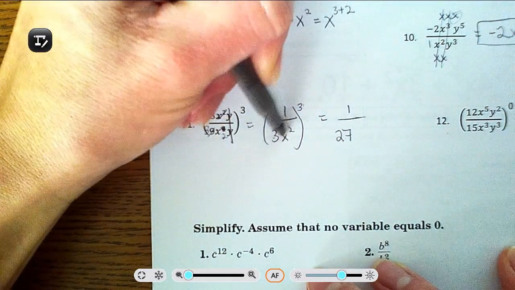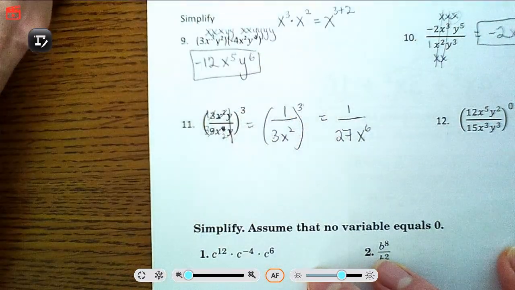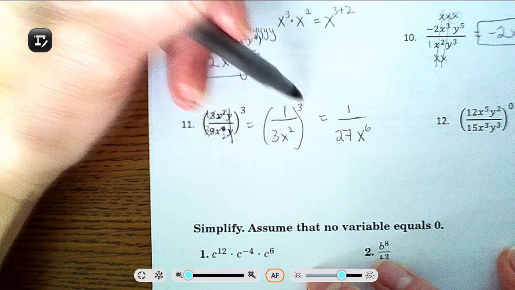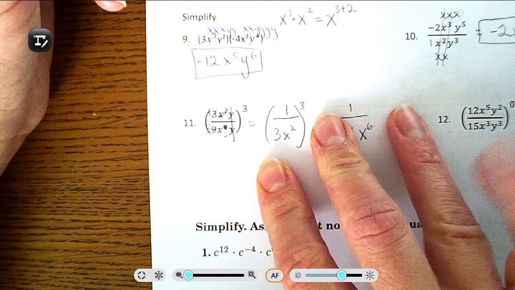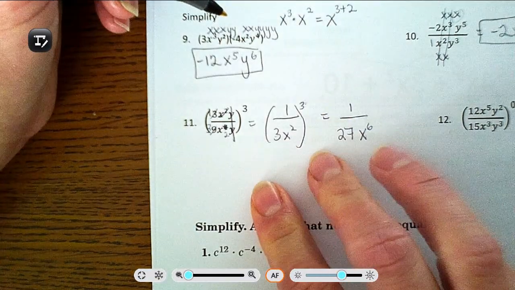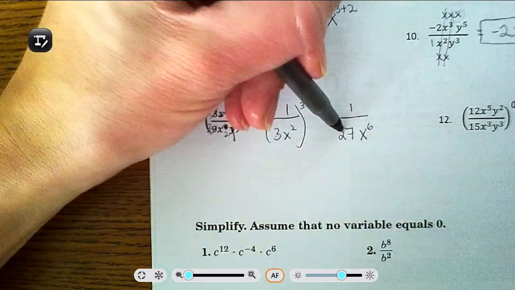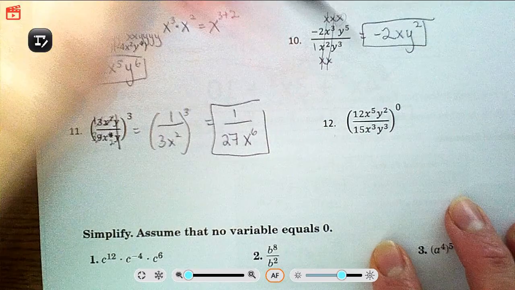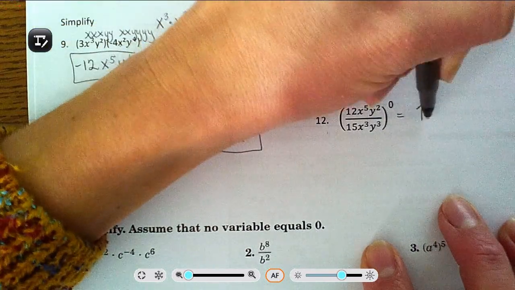And x times x 3 times is 6 x's, or 3 times 2 gets you 6. Bring your 3 to the third power, that's 27. That's because 3 times 3 times 3 gets you 27, because 3 times 3 gets you 9, and 9 times 3 gets you 27. Okay, all of this to the 0 power. Remember that anything to the 0 power is 1.